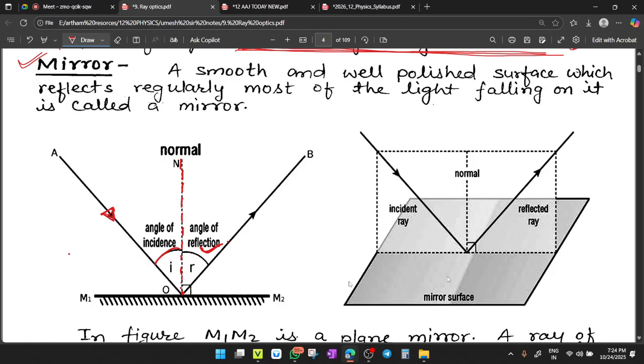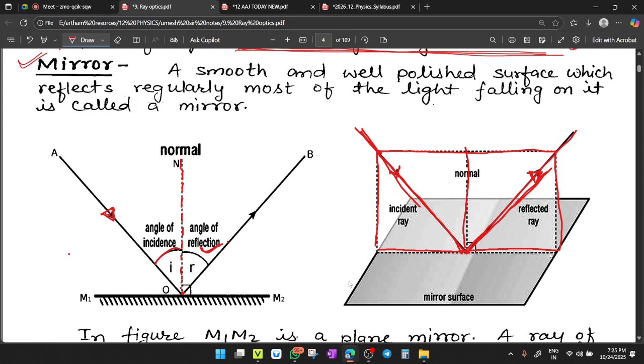Now, this is the mirror surface, and this is the angle of incidence. This is an imaginary plane, called the plane of reflection. Try to understand that the reflection takes place in the same plane. If light comes along this plane, then it reflects in the same plane. So the incident ray, the reflected ray, and the normal to the surface lie in the same plane.